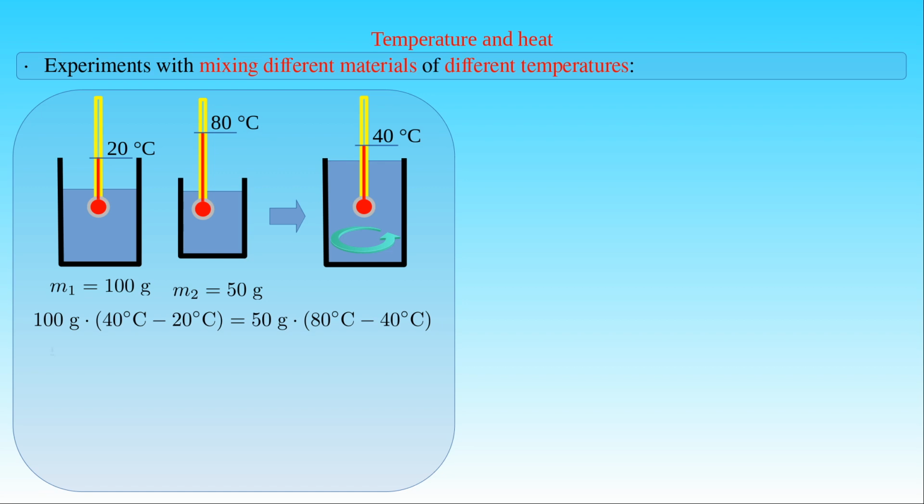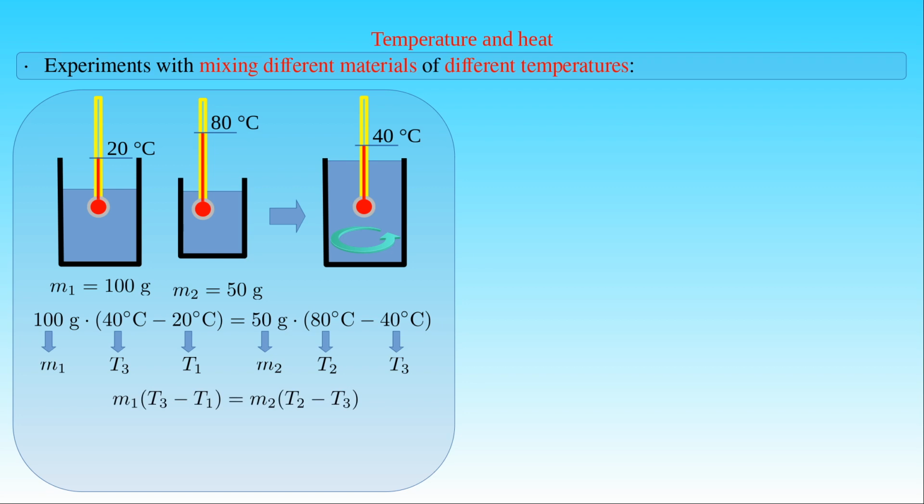We can denote the different quantities in this equation with the following letters. The mass of the cold water is denoted by M1, the temperature of the mixture is denoted by T3, the temperature of the cold water is denoted by T1, the mass of the hot water is denoted by M2, the temperature of the hot water is denoted by T2, and again, the temperature of the mixture is denoted by T3. As a result, we obtain the equation stating that the mass M1 times the difference between the temperatures T3 and T1 is equal to the mass M2 times the difference between the temperatures T2 and T3.